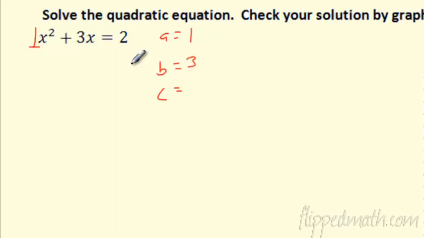Whoa, whoa, whoa. Before I can name that, what do I have to do here? I have to set it equal to 0. So I kind of got a little bit ahead of myself. I have to subtract 2 from both sides. So I'm really looking at x squared plus 3x minus 2.